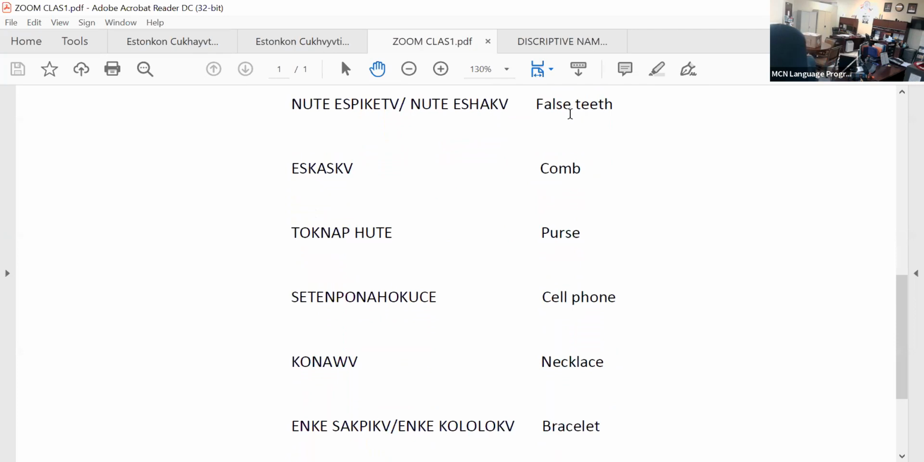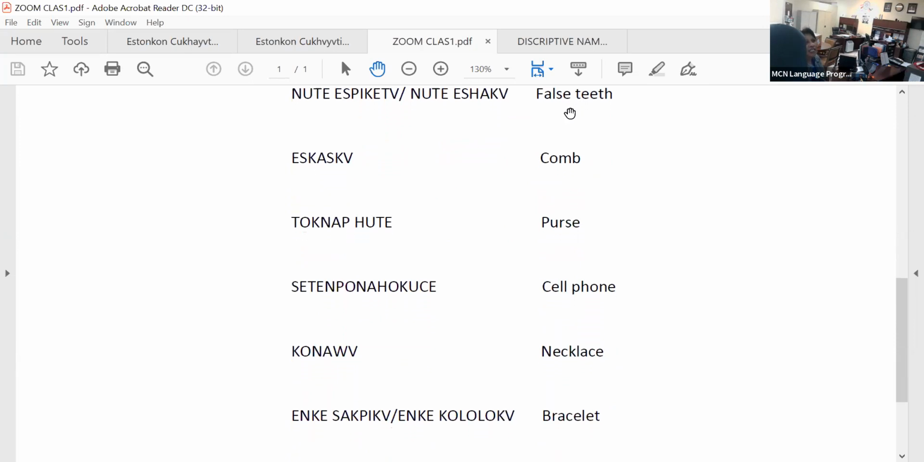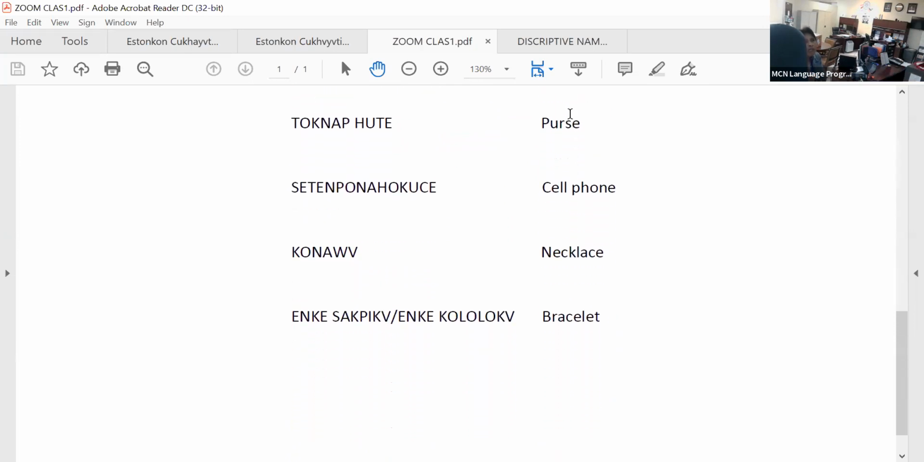Purse, dognapodi. Dognapodi, dognap is short for dognawa, and hodi is shelter for money. It's a purse. Cell phone, sidimbona hokuji. Bona is the base word for bonayida, but sidin means to talk to each other, a little thing to talk to each other with. Okay, sidin bona hokuji.